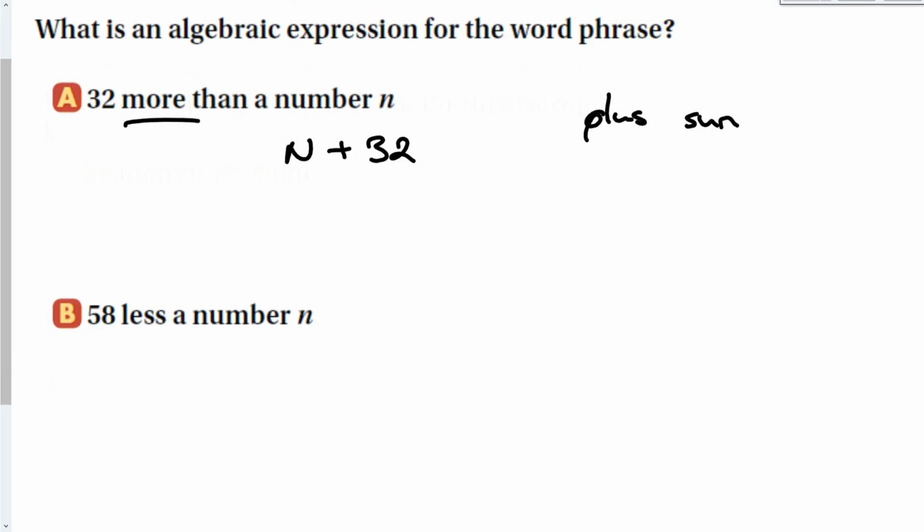Our next example says 58 less than a number. Now here's the trick. We're going to start at a number, and we're going to do 58 less than that, which means that we are going to subtract. Again, there are a couple other ways that we can represent that. We can say the word subtract. We can also use the word difference.